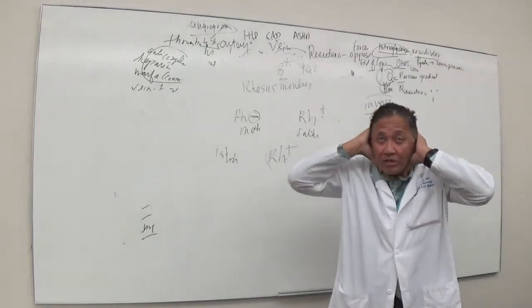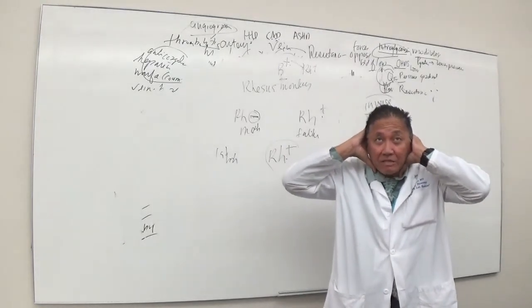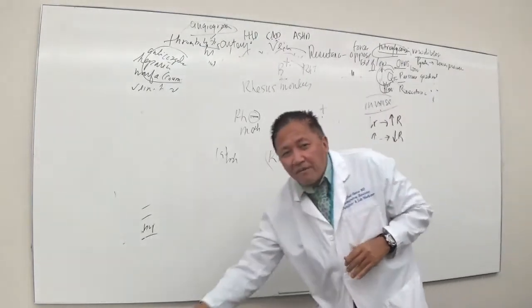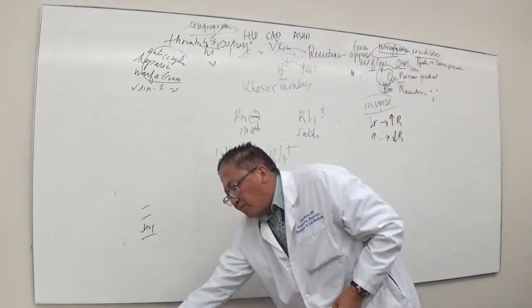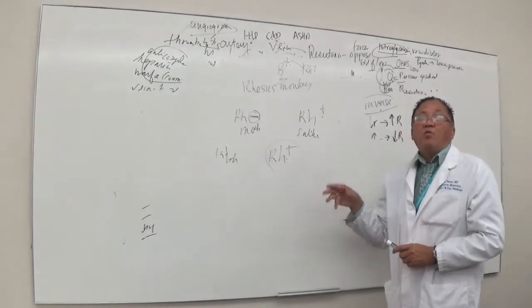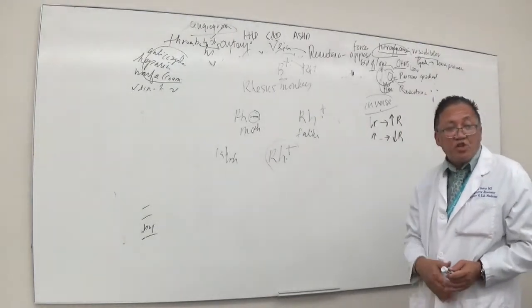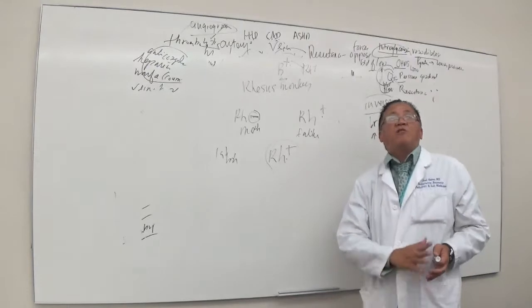And the moment the baby is out, thank God, I'm the first baby, I'm safe. Why is the first baby safe? Very simple. The mixing of the blood will happen after placental separation. So the baby comes out first, followed by the placenta.